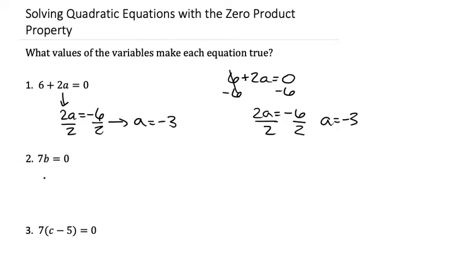My second equation is 7b equals 0. Now I know that in order to multiply and have it equal 0, b would have to be 0. The only number that I can multiply by 7 and have it equal 0 is 0.